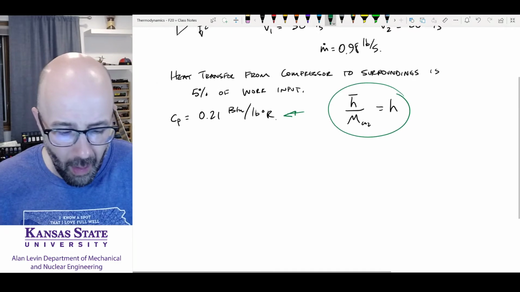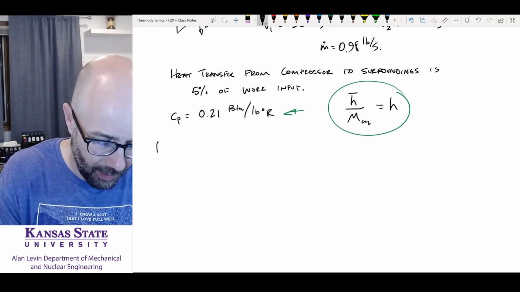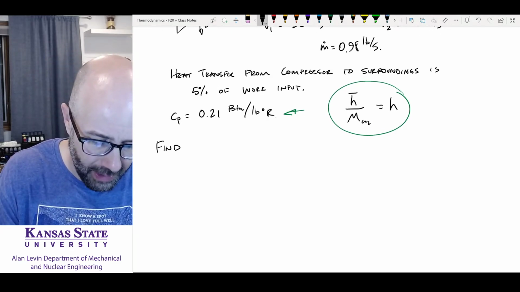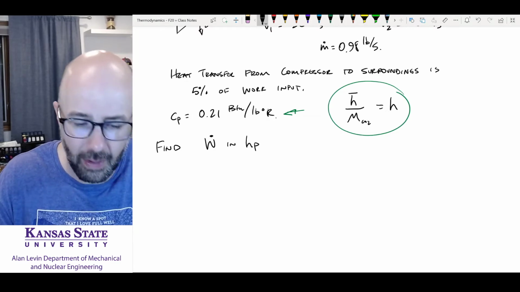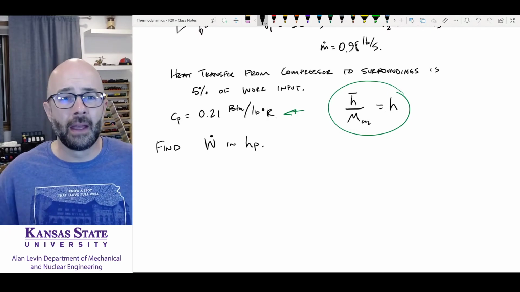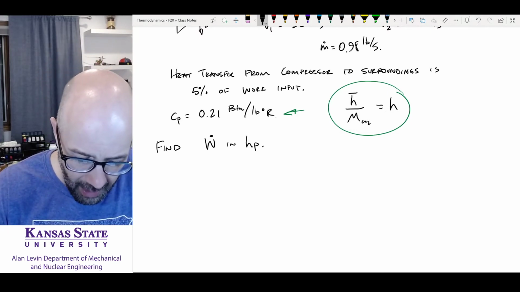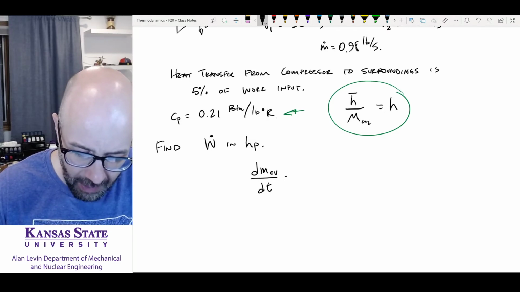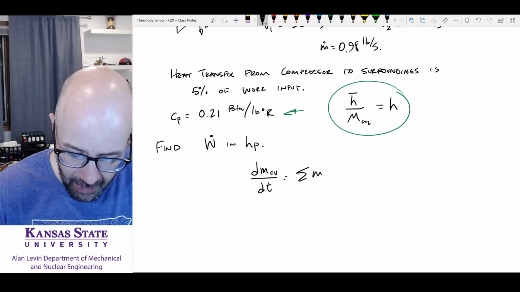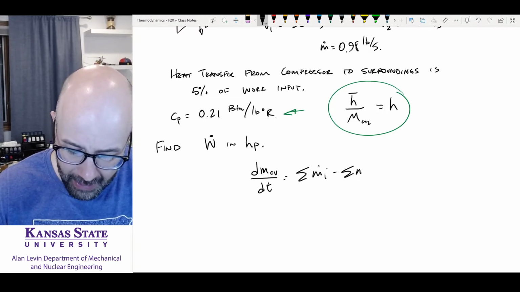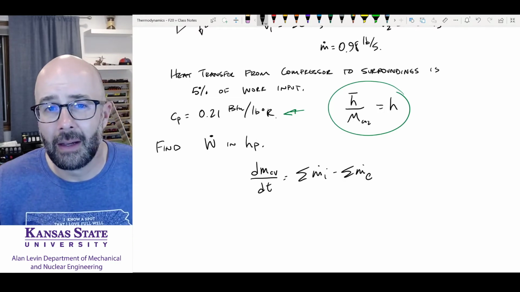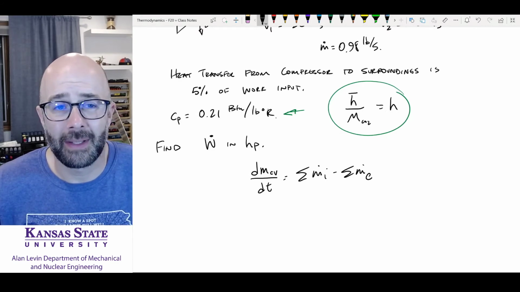Okay, so I want to do this. Now we want to find, in this problem, the power in horsepower. Okay, that's what we want to find here. And so we're going to go through our equations that we know. The first thing, let's just start at the beginning. We know that the change of mass of the control volume with respect to time is equal to the summation of my mass flow rates in minus the summation of my mass flow rates exiting. I didn't tell you anything about this, but I'm going to say that this is a steady state situation.